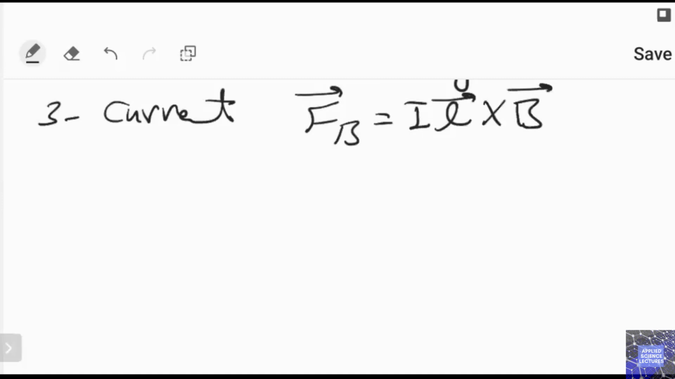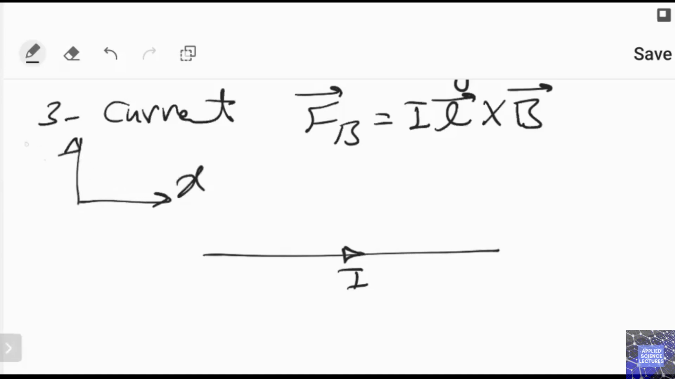Now let's move on to the case with the current. In this case, we know that the magnetic force is defined by I L cross B. Let me start first with the wire case. So if I have a wire, this wire has current going into it, and my coordinates again are X, Z, Y.